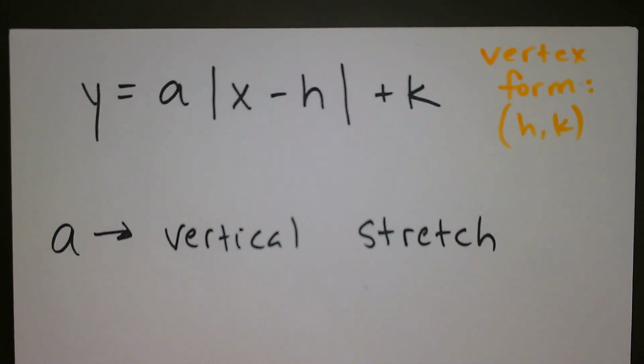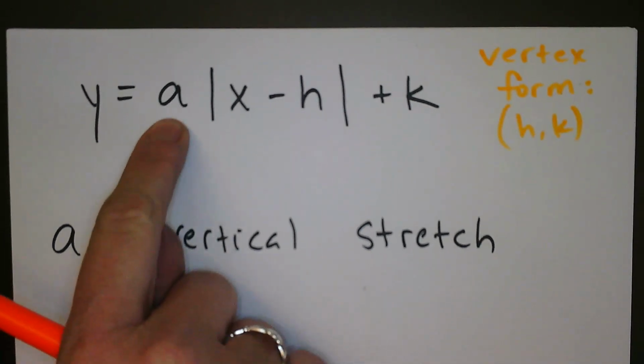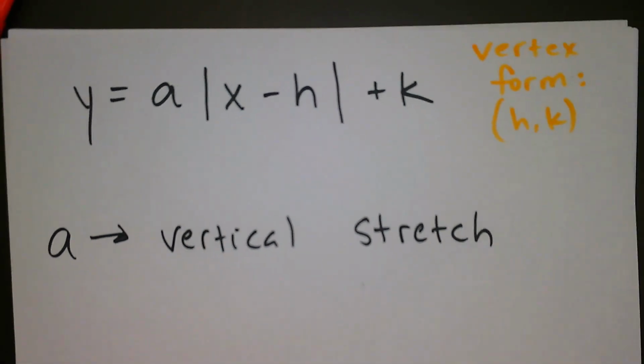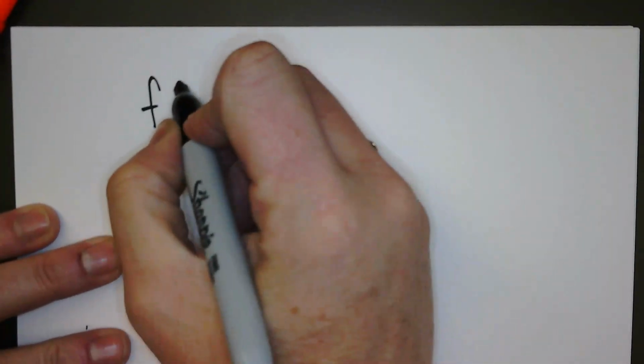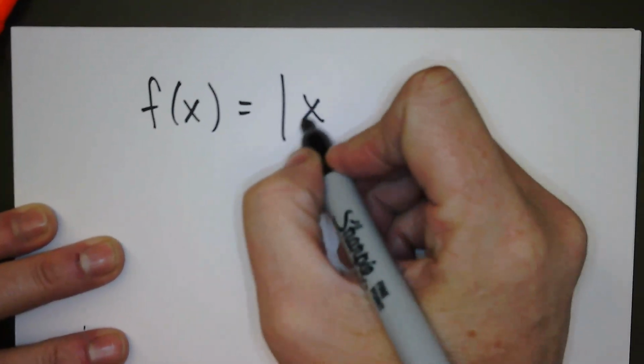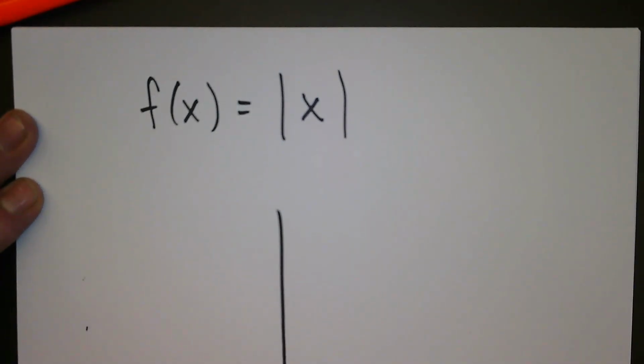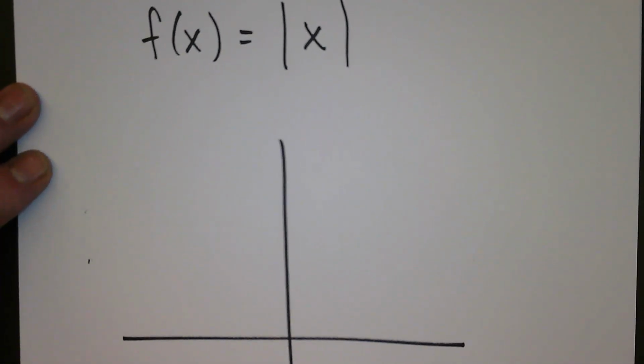But I want to talk about what each one of these numbers here, a, h, and k, do to your parent function. So it might be helpful to start with what your parent function is for an absolute value. And that's this guy. It looks like this, right? It's a V-shaped graph that goes through the origin.